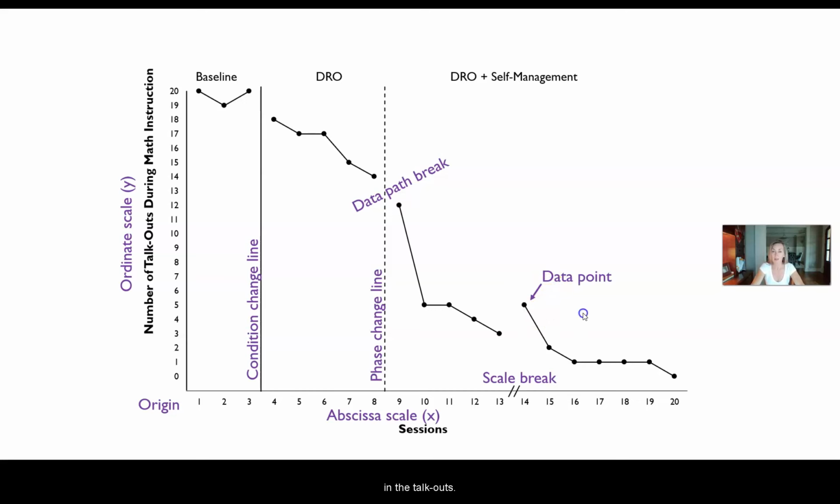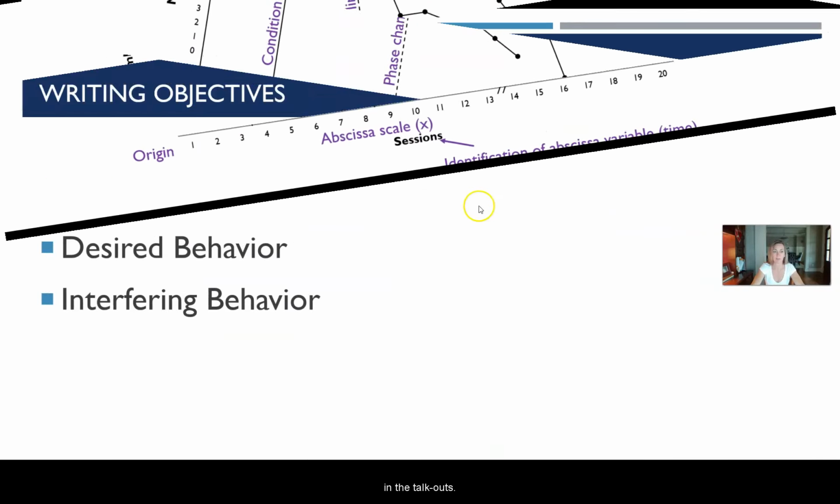These are called data points. This is a data path. And we want to also make sure we're identifying our ordinate value. That's our dependent variable. And our time series could be days and sessions, like I said before. And also we have our conditions labeled with what was happening in each condition.